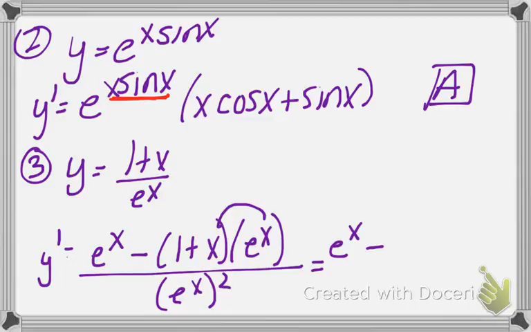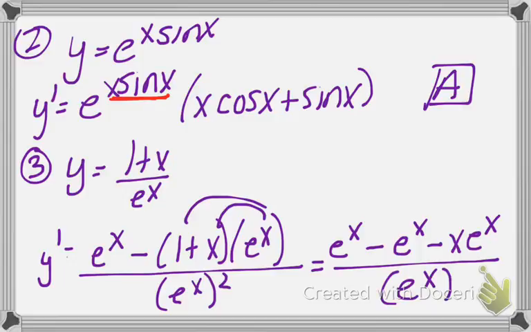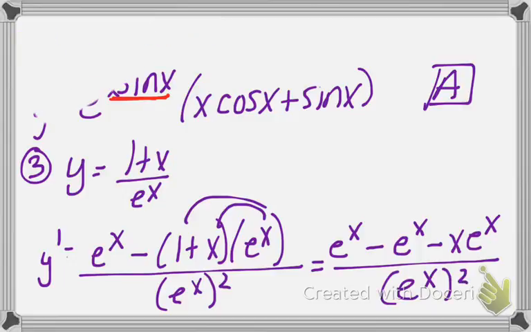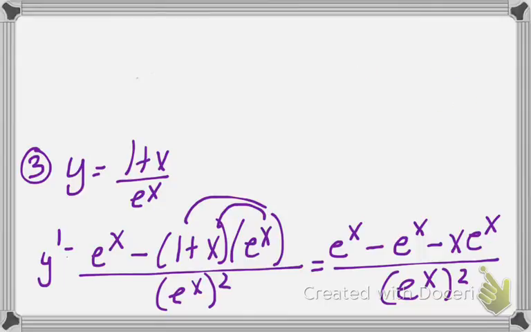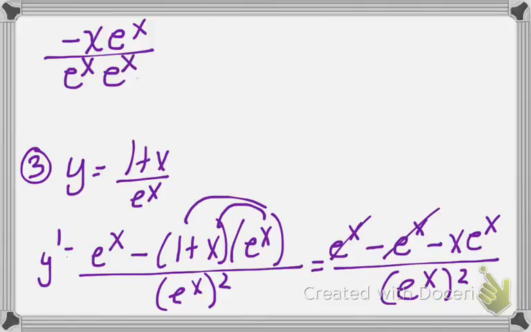Okay, so I'm going to take this e to the x, I'm going to distribute with each of these. So I'm going to get a minus e to the x, and then I'm going to get a minus x e to the x. Okay, and then if I combine, e to the x minus e to the x cancels. I'm going to write e to the x squared as e to the x times e to the x, so you can see clearly that these will cancel. And that would be the entire simplified version.